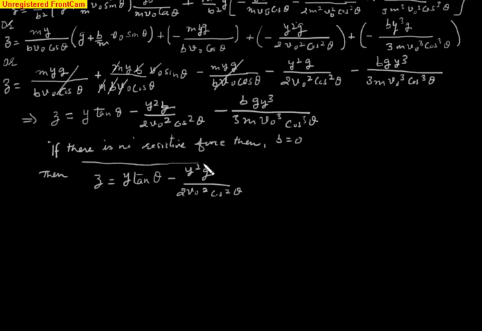And this is the equation which we also get for a projectile when there is no resistive force. So this is the final equation of trajectory, and if resistive force is there, this is the equation. So that's all about the motion of a projectile under resistive force.